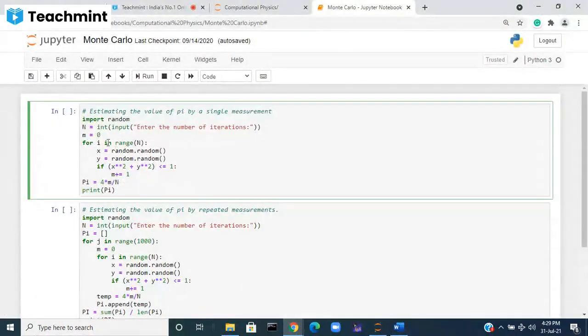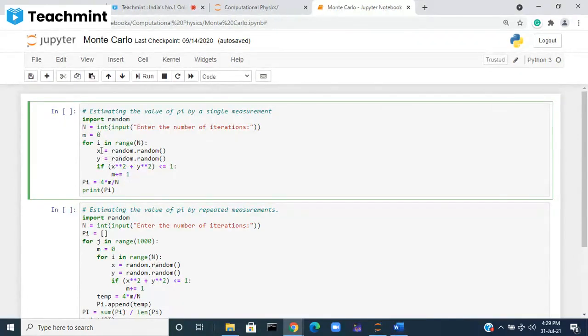Next, for i in range(n): you repeat these steps for n number of times. For n number of times, we call random.random(), the random method of the random module. This will generate a random number lying between 0 and 1, and that number will be assigned to x. Similarly, another random number lying between 0 and 1 is generated, and that number is assigned to y.